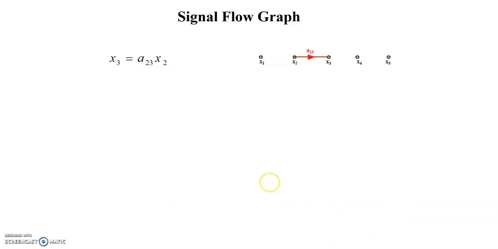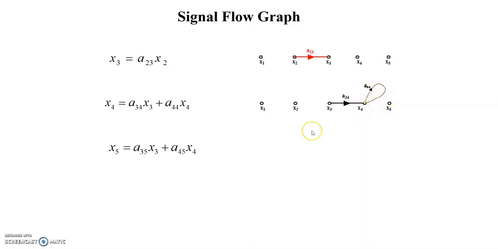Next, the second equation, X3 is equal to A23 into X2. Next one, X4 is equal to A34 X3 plus A44 X4. So X4 is nothing but A34 X3. You can draw it like this, and then the loop is itself, so A44 X4.